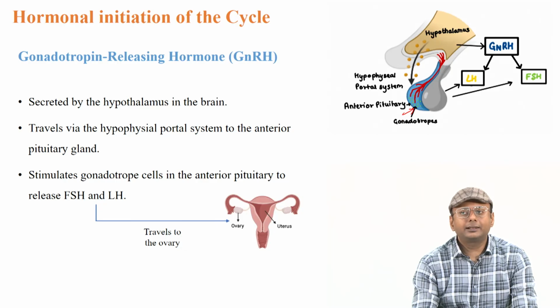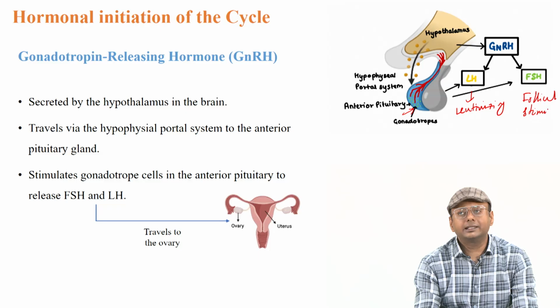Once it comes to the anterior side of the pituitary, it stimulates the gonadotrope cells present in the anterior pituitary, and by stimulating these cells it stimulates the secretion of 2 hormones. One is the luteinizing hormone, or LH, and the second is the follicle stimulating hormone, or FSH.